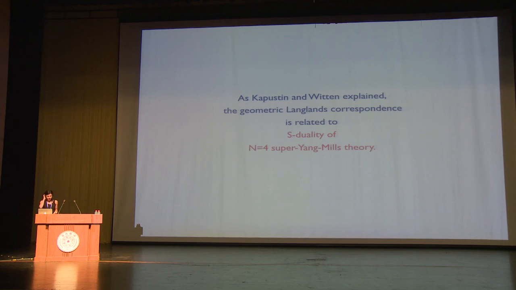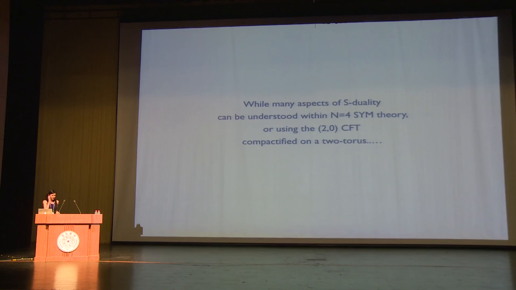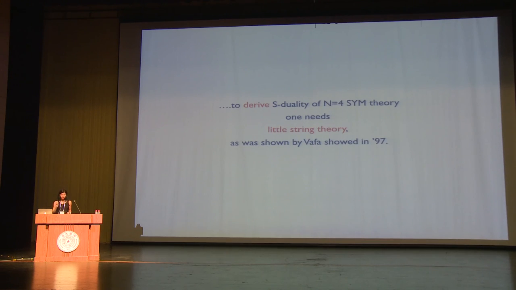Now, Kapustin and Witten explained that geometric Langlands correspondence is related to S-duality of N equals 4 super Yang-Mills theory. Many aspects of S-duality one can understand just within N equals 4 super Yang-Mills itself, or by using the 6D (2,0) CFT compactified on a 2-torus. However, if you actually want to derive S-duality of N equals 4 super Yang-Mills, one needs a little string theory. This was shown by Witten in 97.